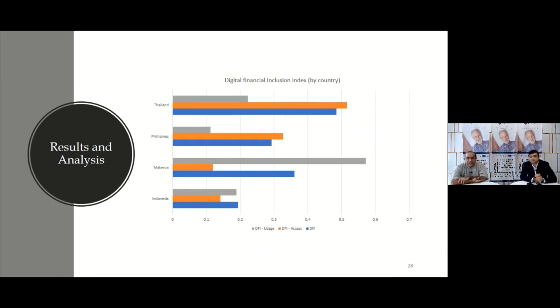Then look at Thailand. Thailand is very interesting. DFI usage low, but access very high. I can't make sense of this, and I'd like you to tell us how we interpret this when you compare Thailand and Malaysia. And then look at the Philippines. The Philippines is very, very interesting. DFI usage very low, access high. Again, there seems to be something missing. I am finding difficulty interpreting this. And then Indonesia, DFI usage higher than access. And there are variations here, which are significant.